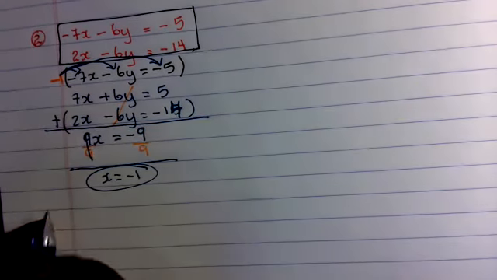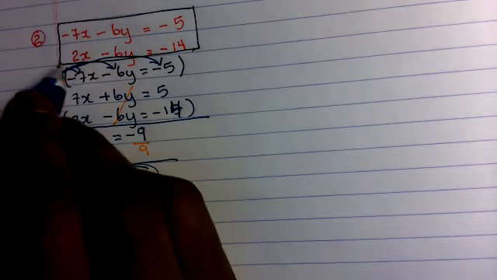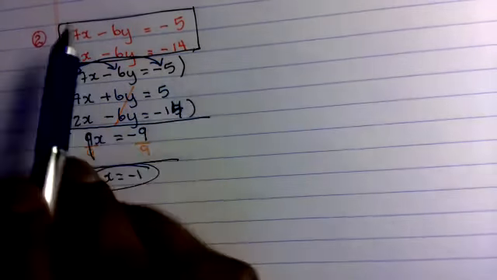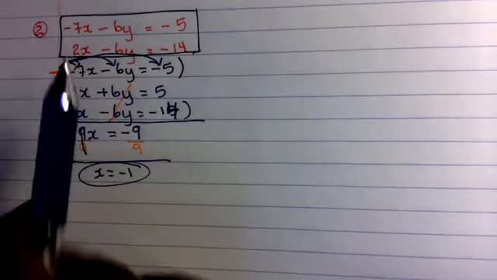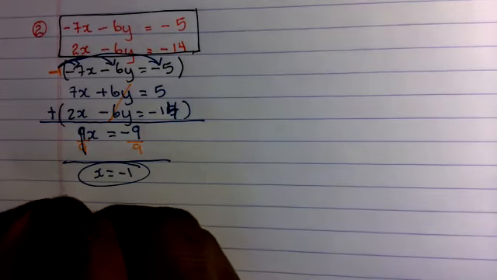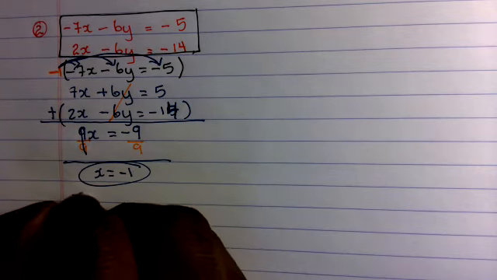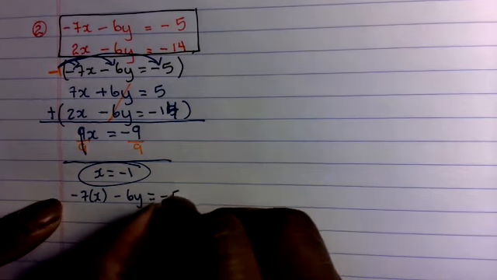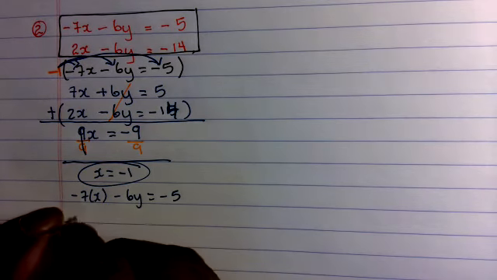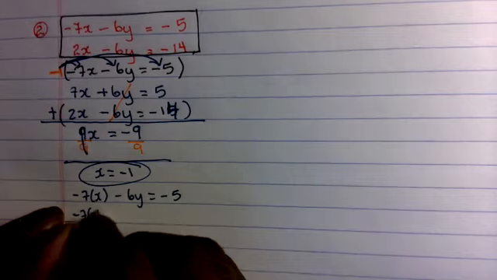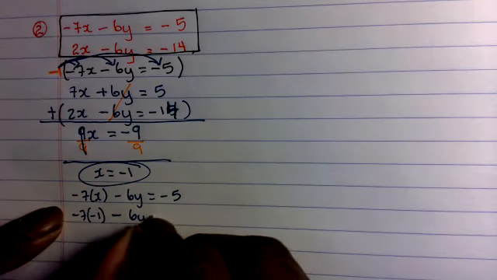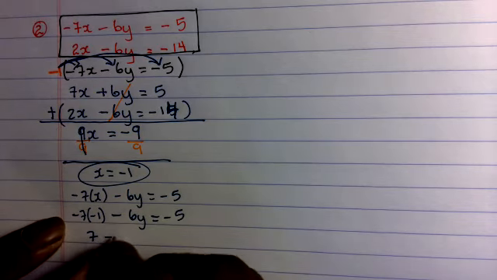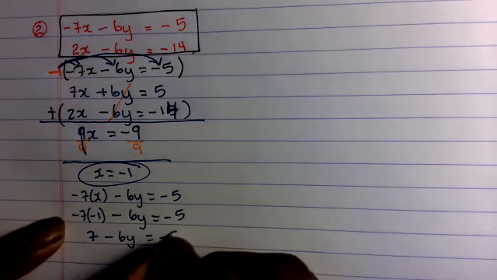Now I can go back and solve for y. You can take either equation from the original. I'm going to take the first one: negative 7x minus 6y is equal to negative 5, and wherever I see x, I replace it with negative 1. So it is negative 7 times negative 1 minus 6y is equal to negative 5. Negative times a negative is a positive, so we have 7 minus 6y is equal to negative 5.